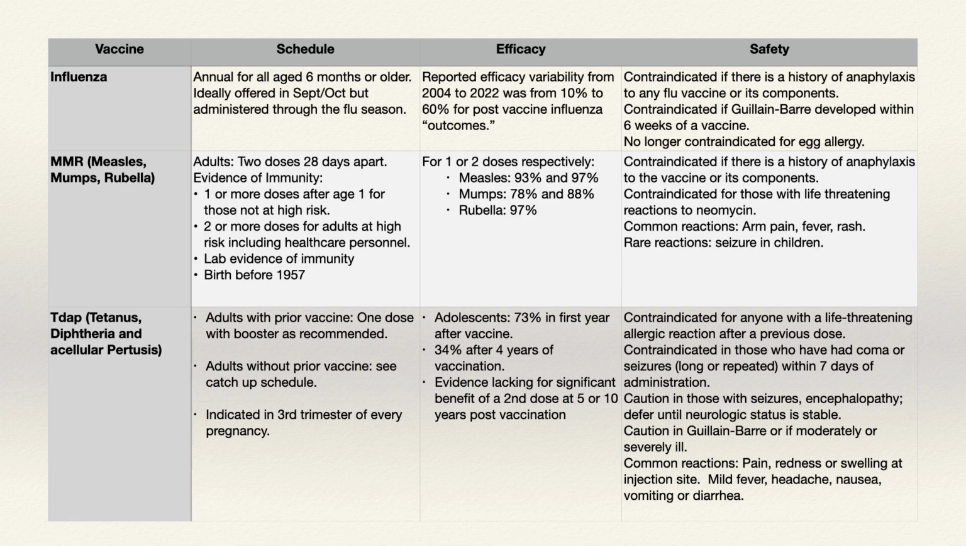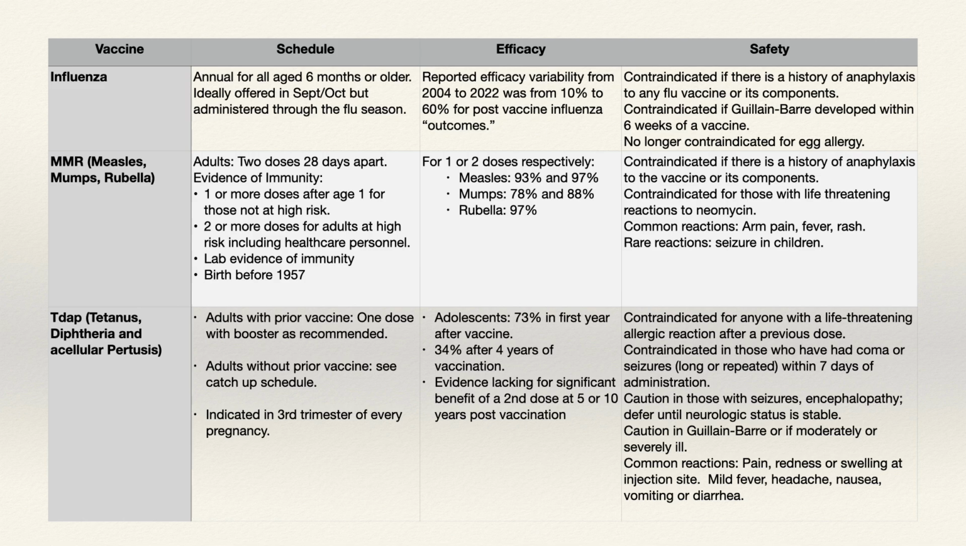The schedule is for adults with 1 prior vaccine, 1 dose with booster is recommended. For adults without prior vaccine, however, I make reference to the published schedule for catch-up. Lastly, it is indicated in the 3rd trimester of every pregnancy.